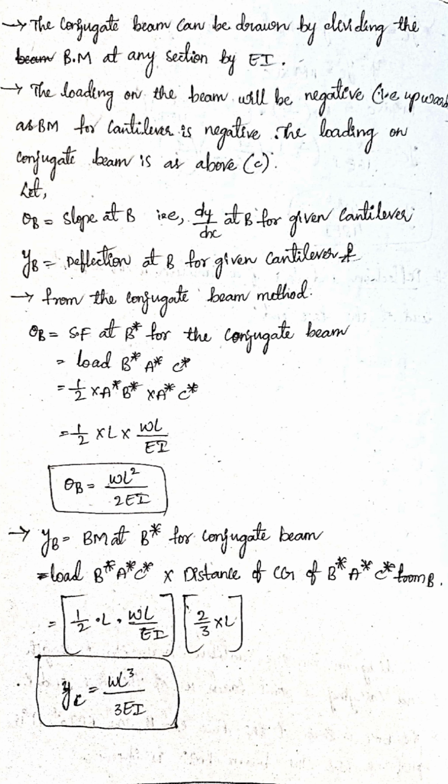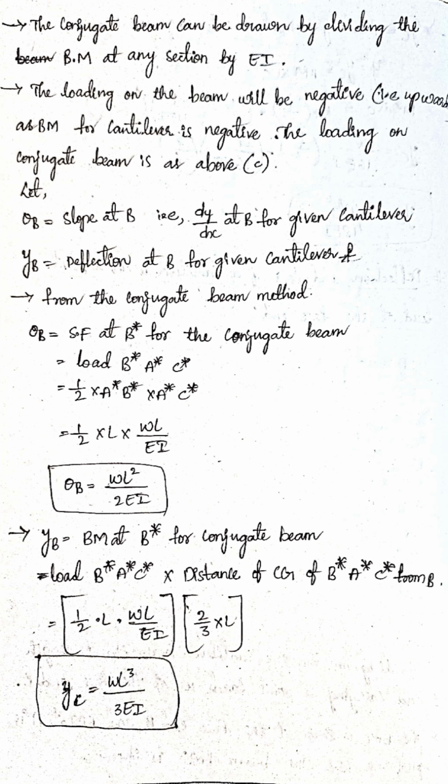The conjugate beam can be drawn by dividing the bending moment at any section by EI. The loading on the beam will be negative, that is upwards, as the bending moment for a cantilever is negative. So theta B, the slope at B, is equal to the shear force at B in the conjugate beam. The slope at B in the original beam is equal to the shear force at B in the conjugate beam, and the deflection at B in the original beam is equal to the bending moment at B in the conjugate beam.